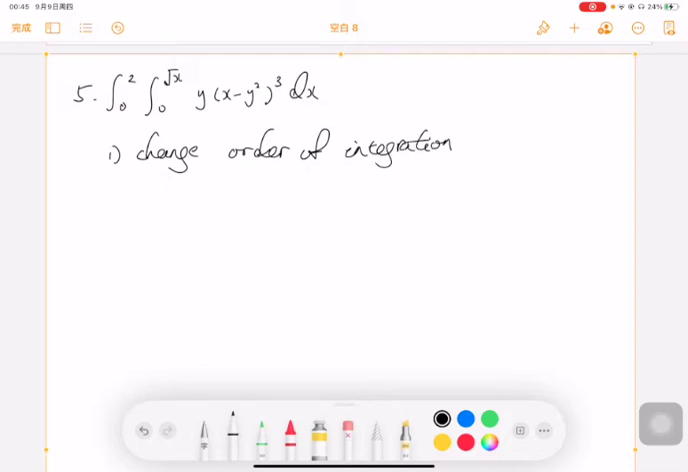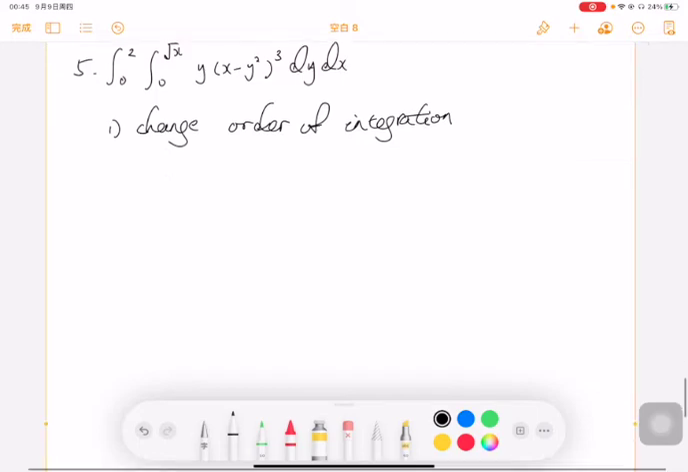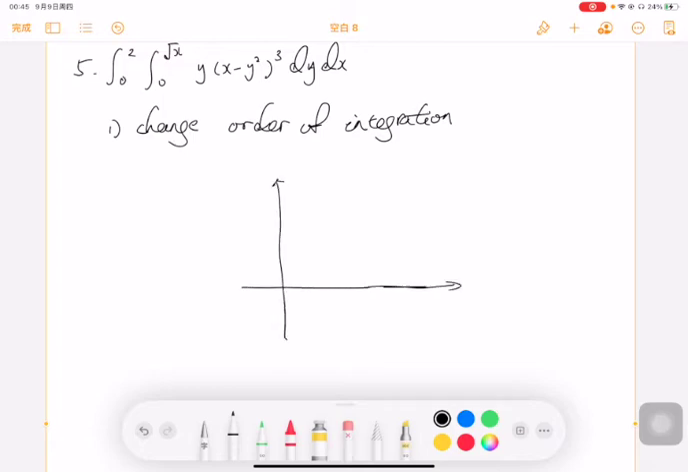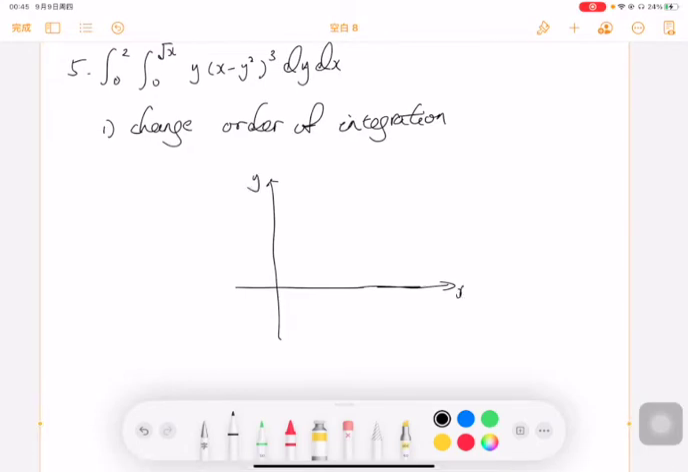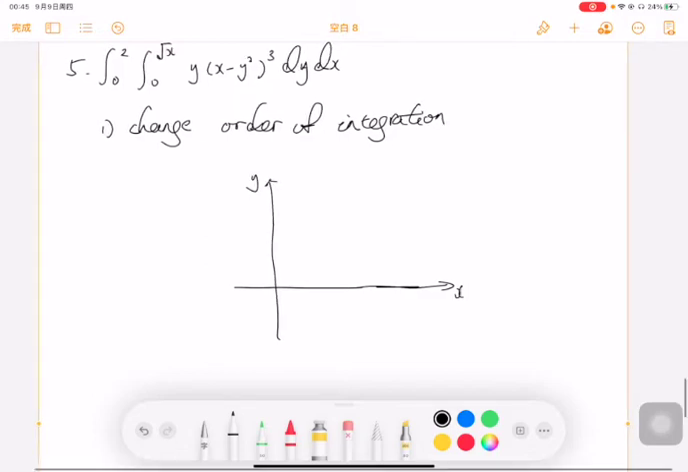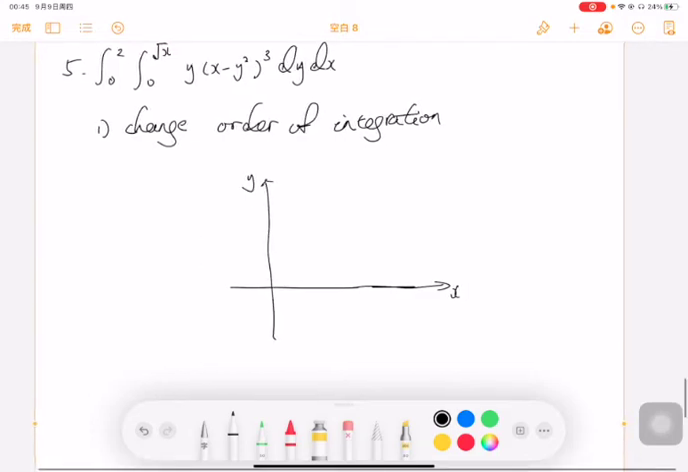Oh, I mean, this is dy dx. I'm missing a dy here. Okay, so let's first graph the region R. The inner integral is an integral about y, and y is between 0 and square root of x. Square root of x is a function that looks like this.